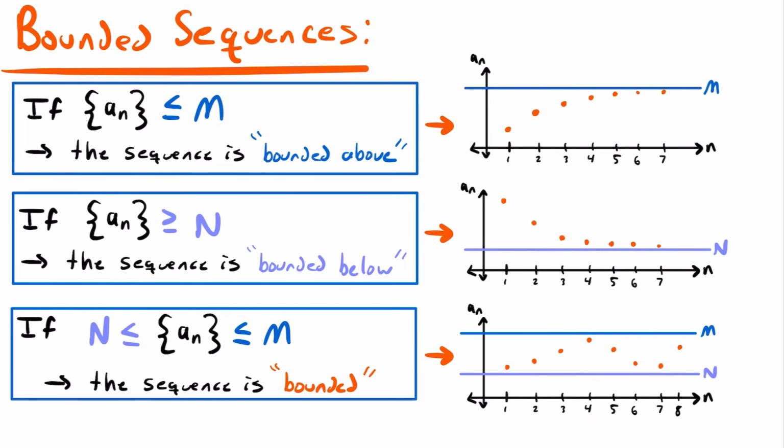If you look at this visually, the terms of our sequence, these red dots, always lie between or are equal to an upper bound of m and a lower bound of n. They will never go above m and they will never go below n. Now they could be equal to m or n, but they're never going to be greater than m or less than n. So if you know that a sequence is going to have terms that will always be less than some value or equal to it, and will also always be greater than or equal to some other value, then you can determine that that sequence is bounded. Let's take a look at some examples where we determine if a sequence is bounded.